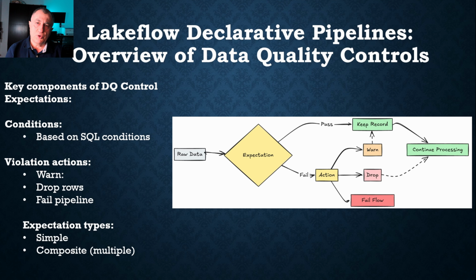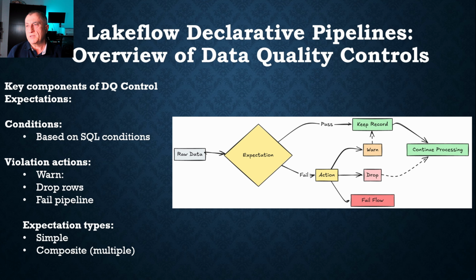Data quality controls is one of the best features of declarative pipelines. Using these controls, you can achieve a lot more in terms of control over your data than you would get with traditional controls available to your Delta Lake tables. First of all, you can define flexible conditions that we are going to discuss a little later, but also you can define flexible actions that you would like to take when your conditions are violated.